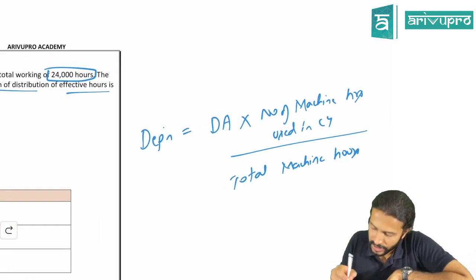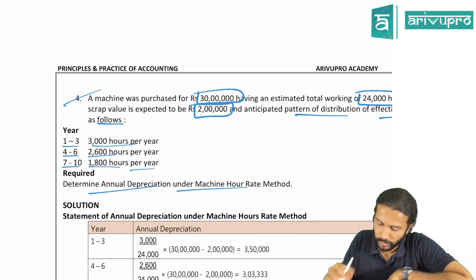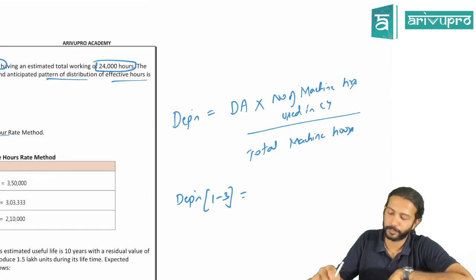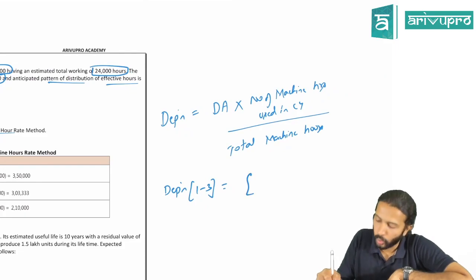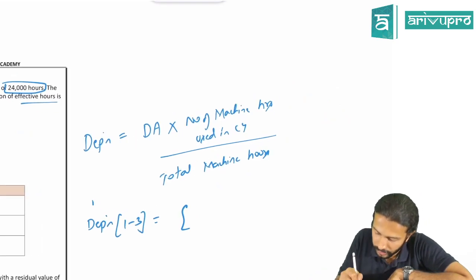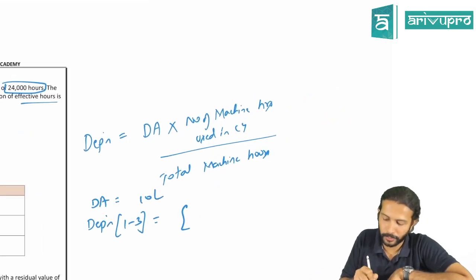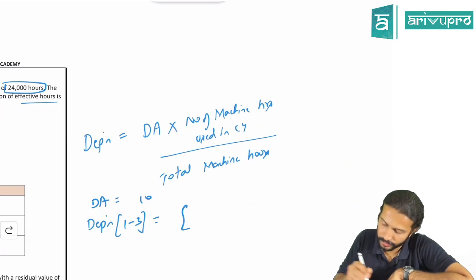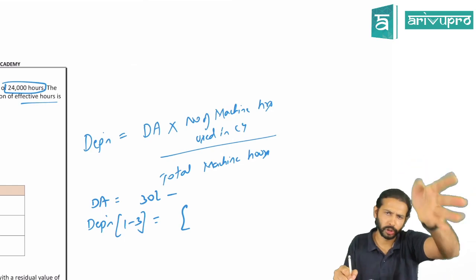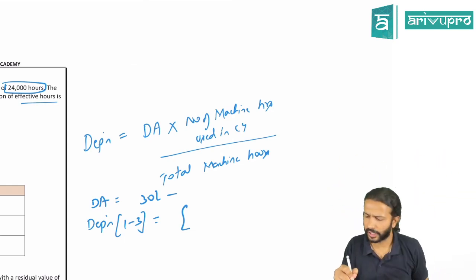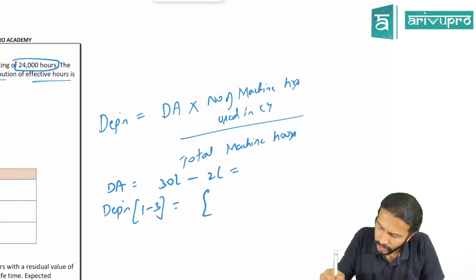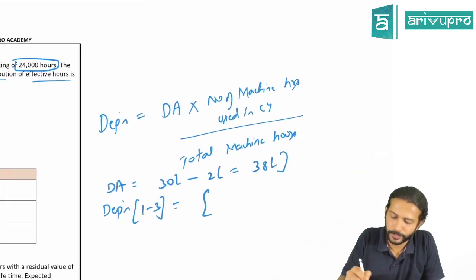Tell me, sir, what is depreciation for year 1 to year 3? First of all, what is DA? Original cost. You bought the asset for 30 lakh rupees. How do you get DA? Depreciable amount is original cost minus residual value. What is the salvage value? Salvage value they're taking is 2 lakh rupees. That means your DA is 38 lakh rupees.